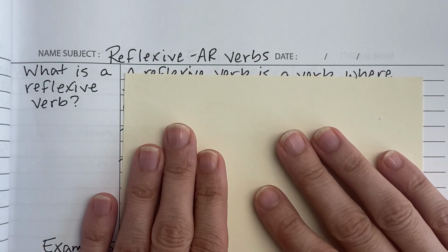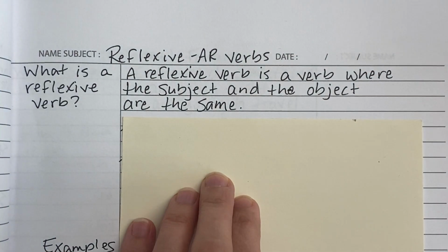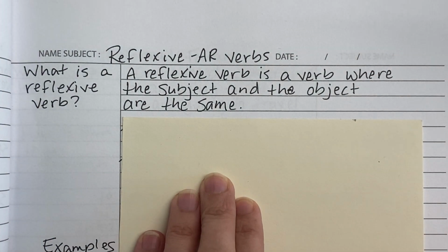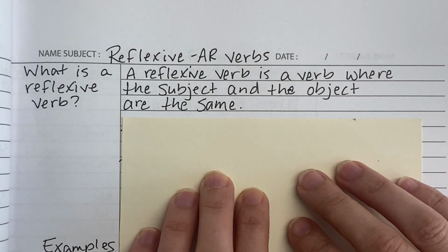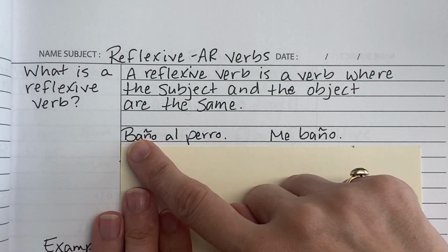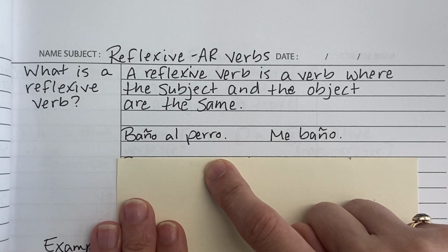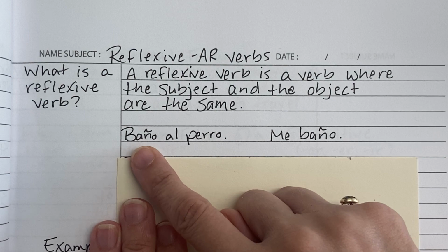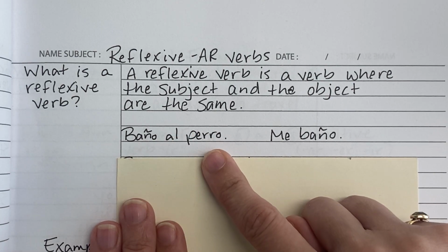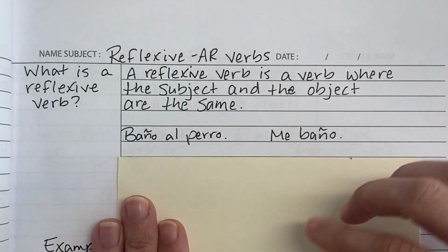So let's start out with reviewing what is a reflexive verb. A reflexive verb is a verb where the subject and the object are the same. So let's take a look at some examples. Baño al perro. I bathe the dog, right? I is the subject from I bathe. The dog is the object. Those are two different things, I and the dog.